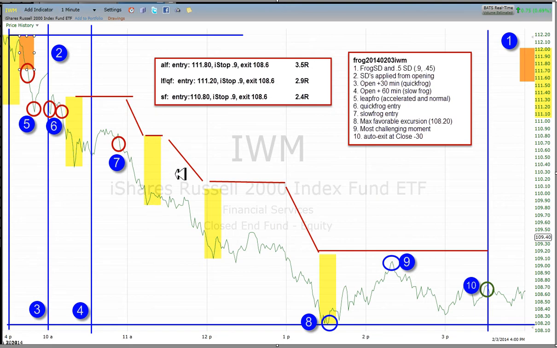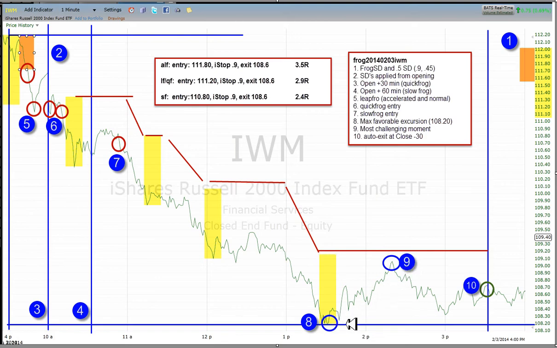If you're able to leave that position on based on your rule sets, you end up getting a nice move, a second standard deviation move, consolidation, a third leg down. Point number 8 is the maximum favorable excursion to 108.20. This represents a full SD move off of the maximum favorable excursion. Shows you where your stop would be.